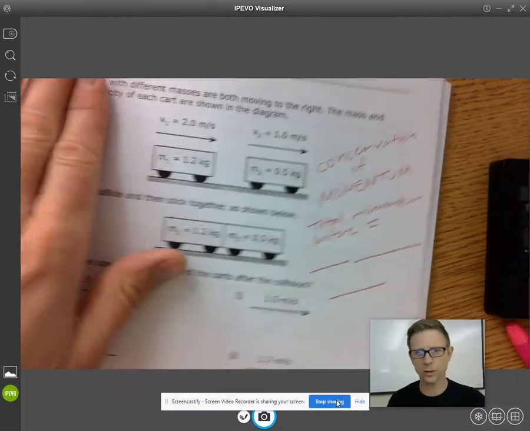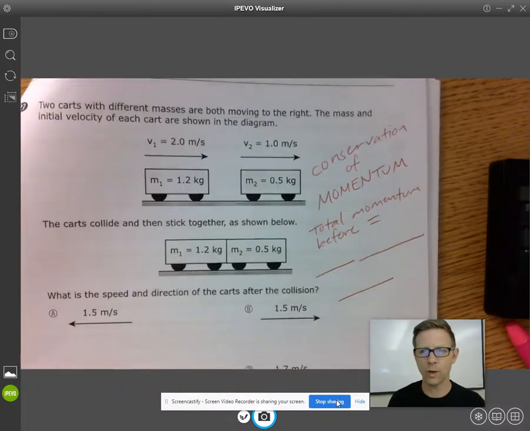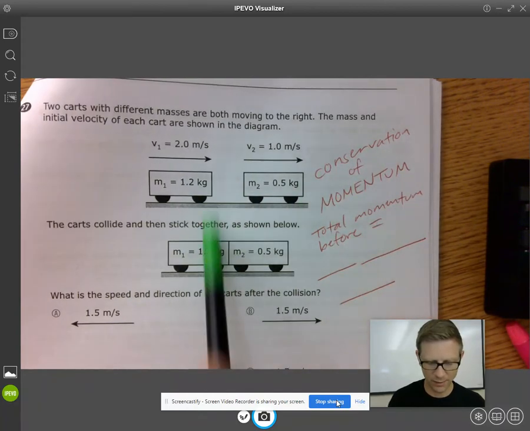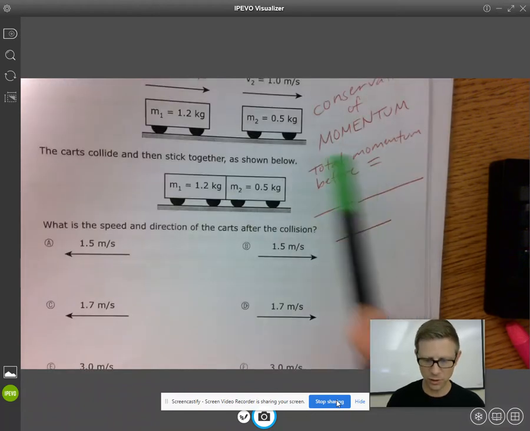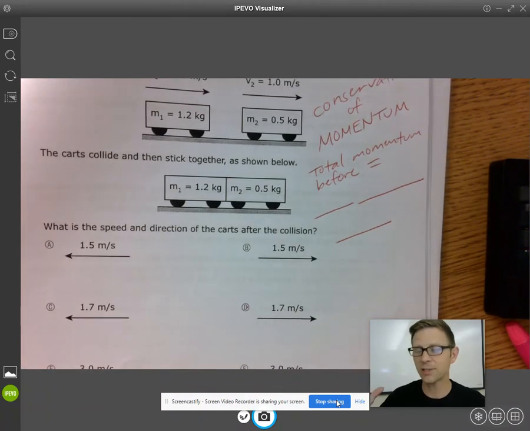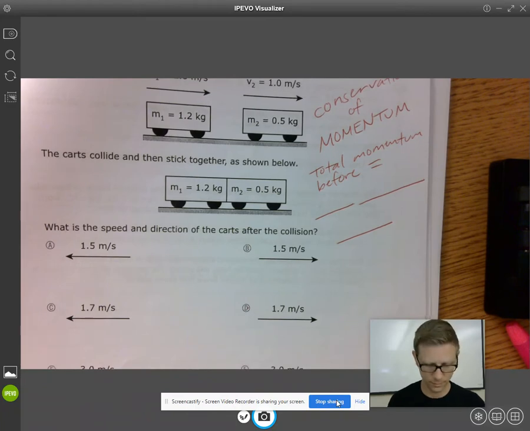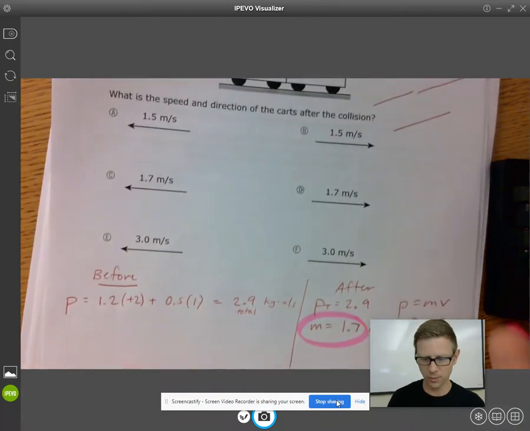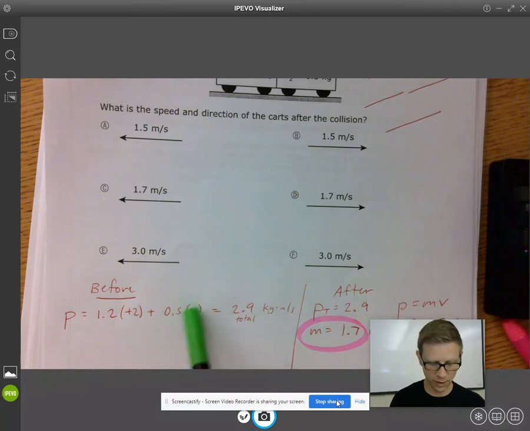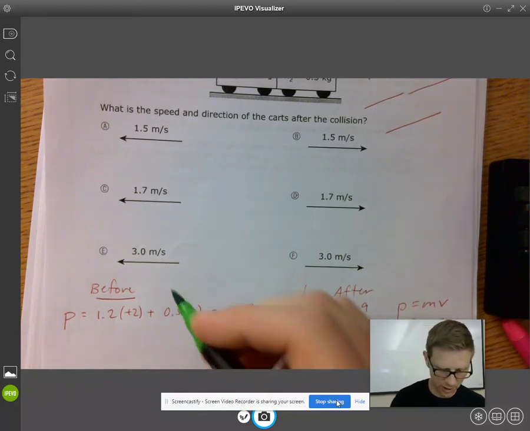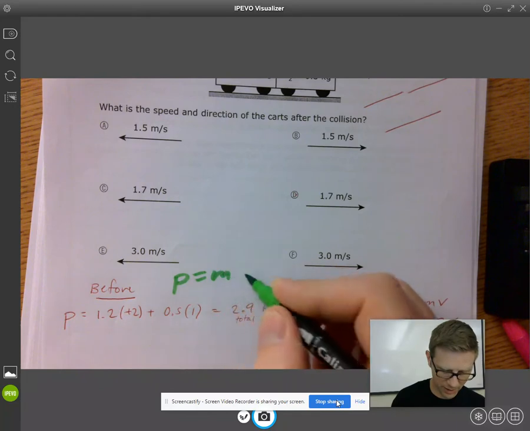This is one of the harder problems, but one thing you want to remember is conservation. Whenever you have a collision, objects sticking or bouncing off each other, you should think conservation of momentum. The total momentum before equals the total momentum after. Write that down somewhere. Writing this down is good studying. So here's how I did this problem. Just get the total momentum before. Luckily, they're both positive. If this one were going the other way, that would be negative. We got 2.9, because you take the momentum of one and the momentum of the other. And again, on your equation sheet, you can see that momentum is mass times velocity.